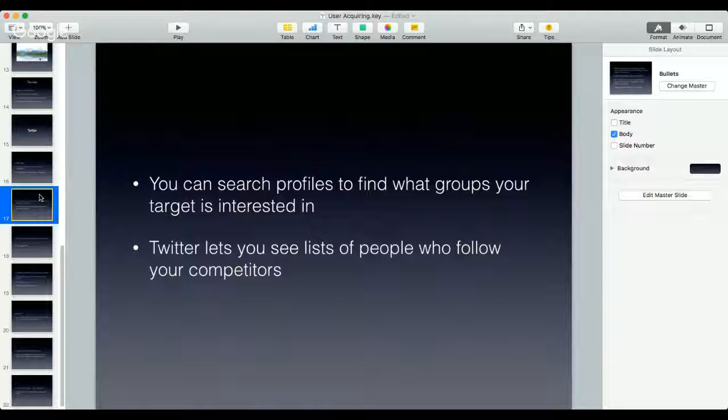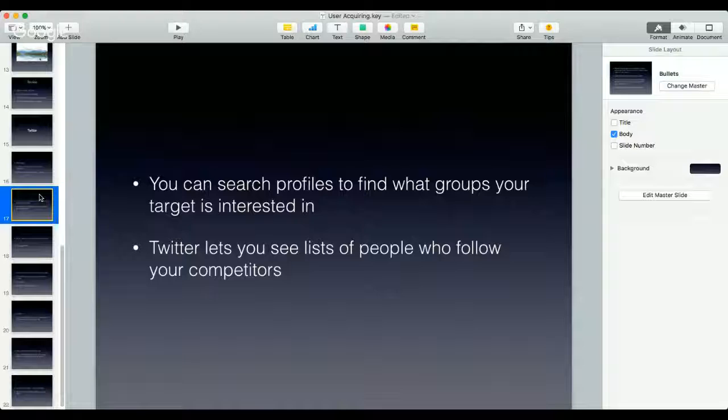So how does that actually work? You can search profiles to find what groups your target is interested in. You can literally look at who they like, what groups they belong to, and what their general interest is. If you've developed your customer avatar or target market really well, you'll know that somebody who's interested in X aligns with who your target market is. You can find that information on Twitter, and Twitter lets you see lists of people who follow your competitors, which is an even greater way.